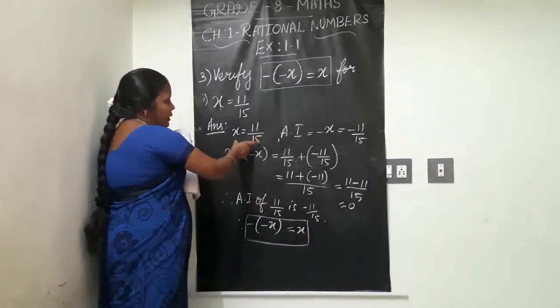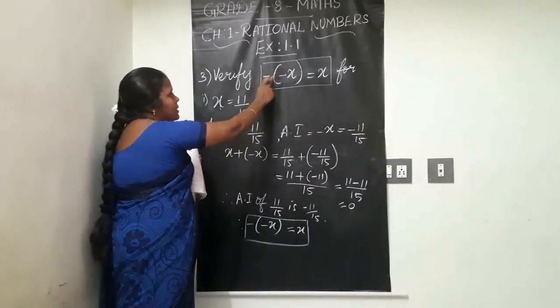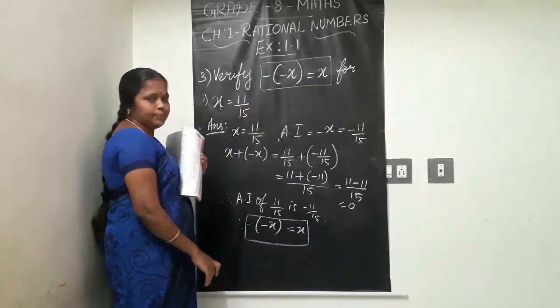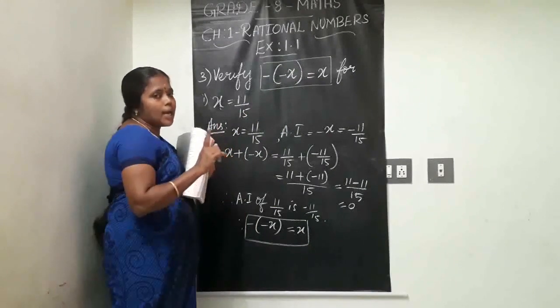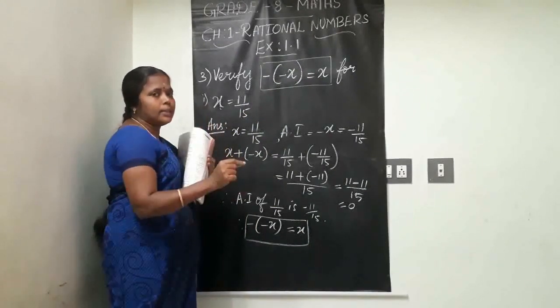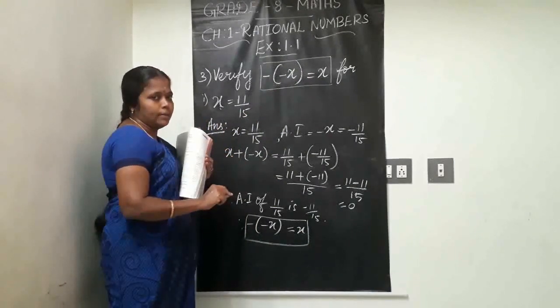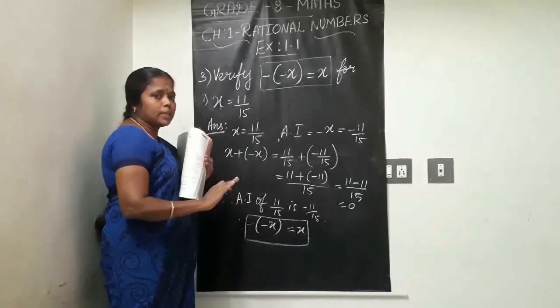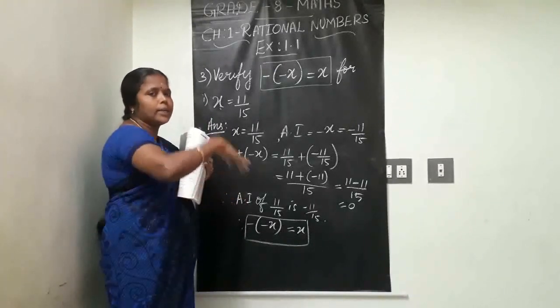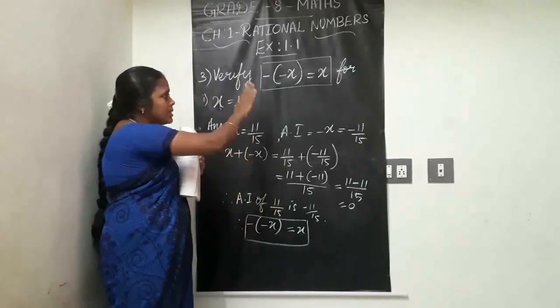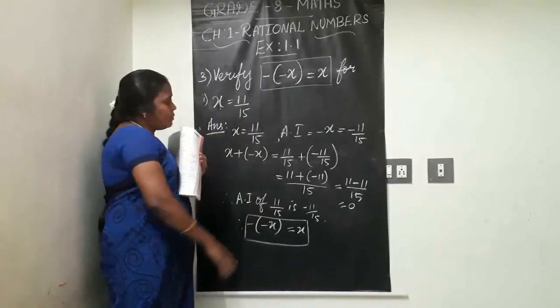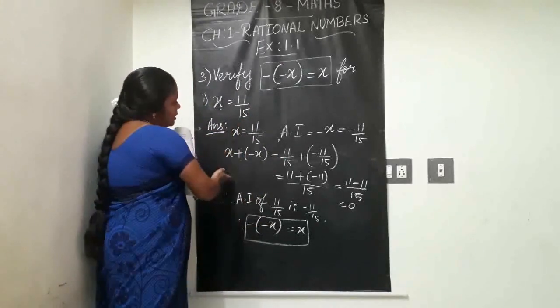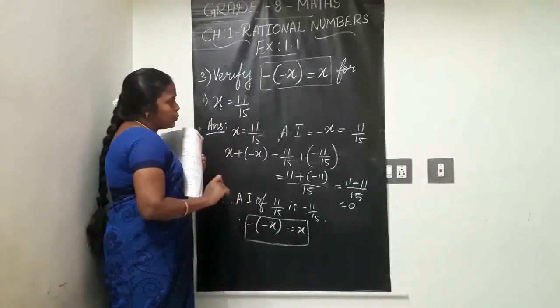Clear? This is another method using the additive inverse itself. x value given. We have to verify this into this equal to that. Additive inverse means, as I already said, you have to multiply that number by minus 1. Again, if you multiply that additive inverse by minus 1, you will get the original number. This is the given matter. For that, the second method is like this. What are you going to do?